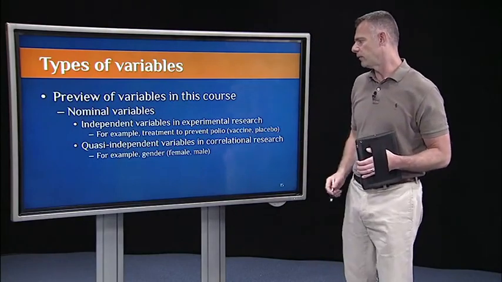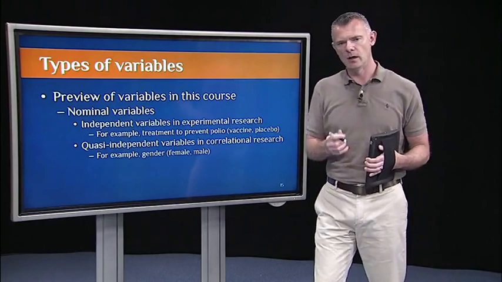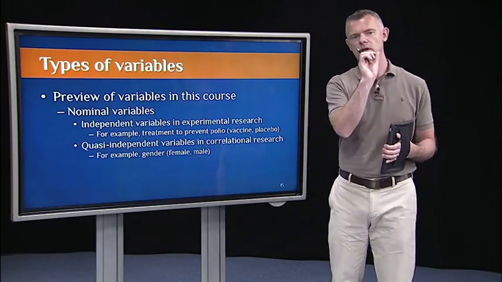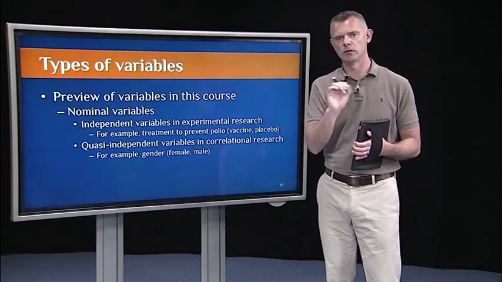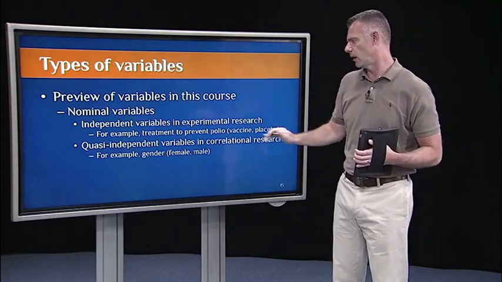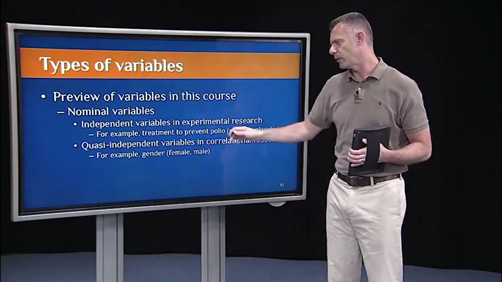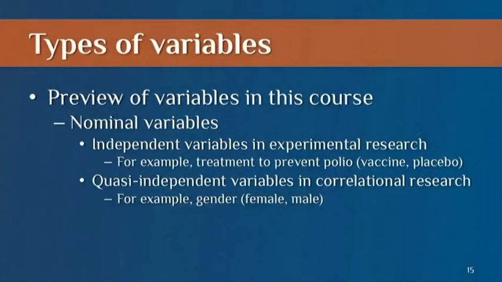The quasi-independent variables are also an example. So the sports-related concussion, there was concussion, no concussion. Those are just nominal groups. Another good or popular quasi-independent variable is gender, female, male.